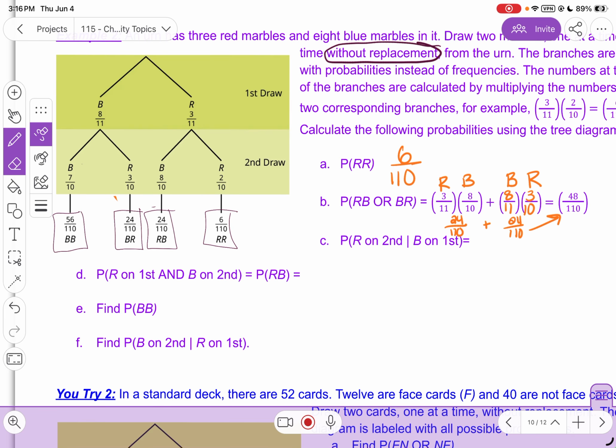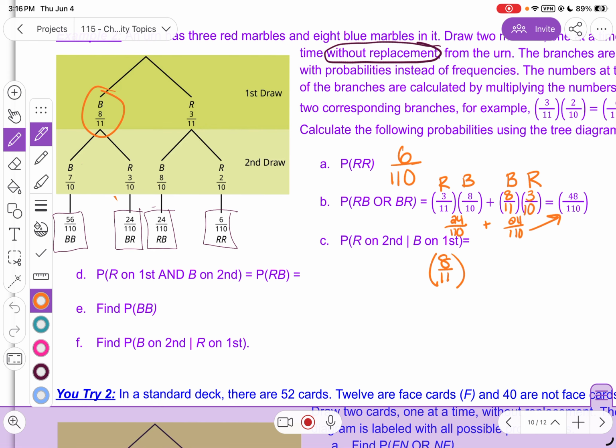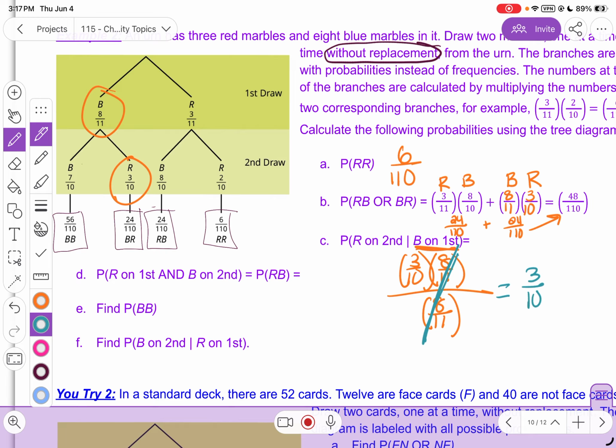Now let's look at this. Probability of red on second given blue on first. So blue on first is 8 over 11. And red on second would be 3 over 10. So that's the top of our fraction. Divided by the given. So divided by blue on first. This is going to cancel. So we get 3/10.